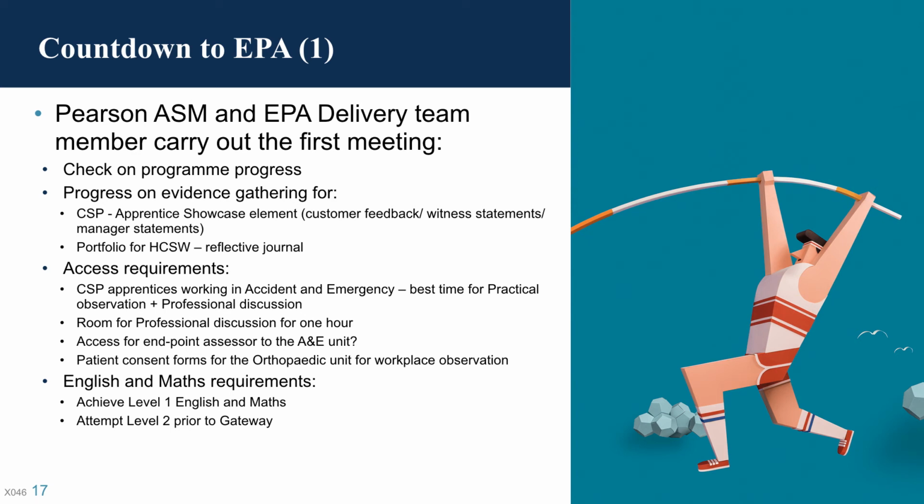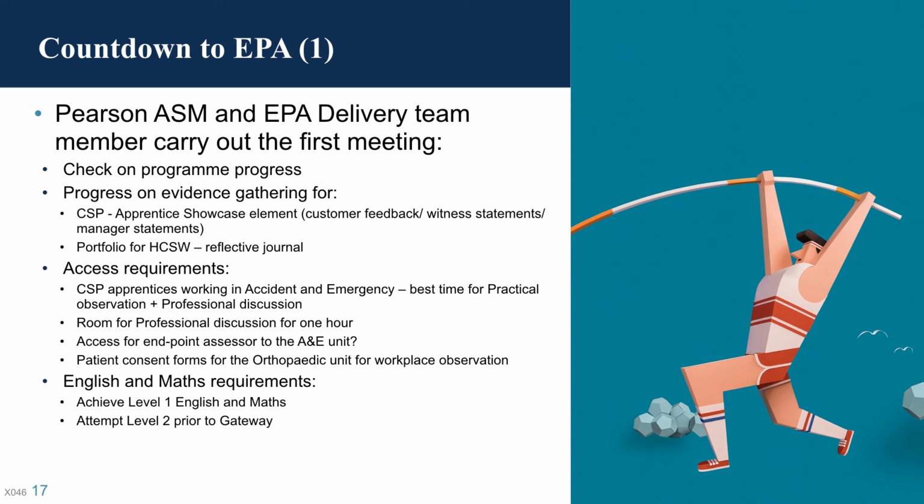We will also then talk about some access requirements. In this specific example, the customer service apprentices are working in the accident and emergency department. So we need to agree very early on what the best time would be for a practical observation and the professional discussion. Now, the assessment plan for the customer services practitioner says that the observation and the discussion should happen subsequently. So essentially, the assessor would observe the apprentice within their workplace environment and then have a professional discussion after the observation. Ideally on the same day. Not ideally, it has to happen on the same day.